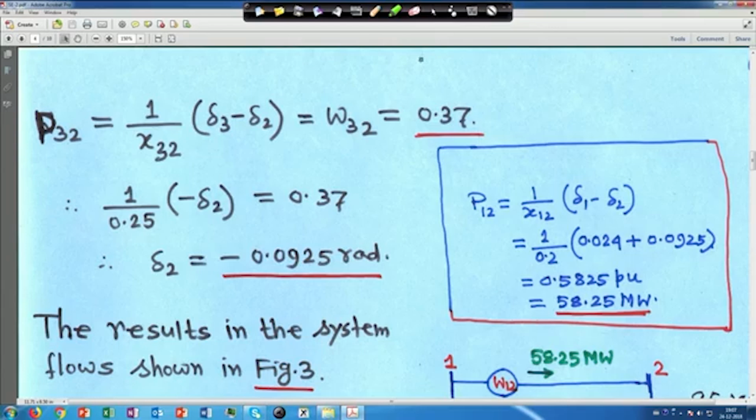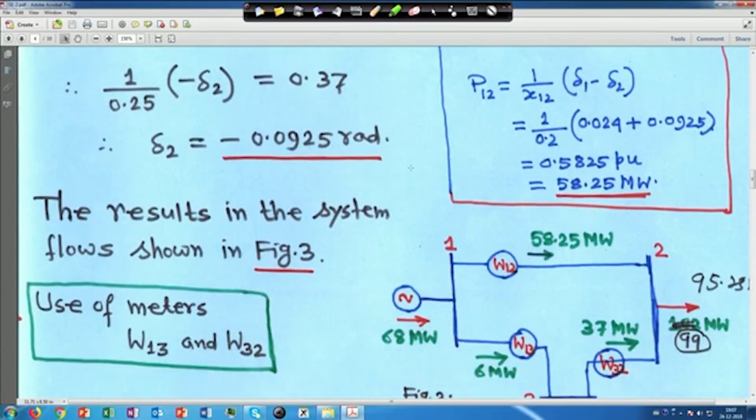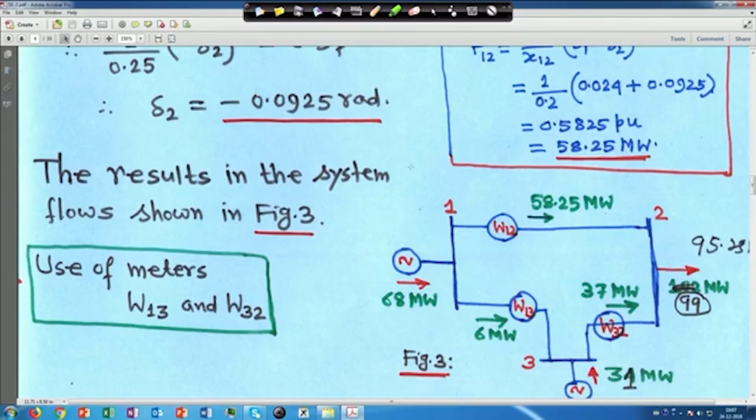Therefore, if you look into this diagram, we took these two readings, W13 and W32. These 2 meter readings we have taken, and after taking these we can consider these 2 readings. Based on that, whatever we calculate the line flow is 58.25 megawatt, right.